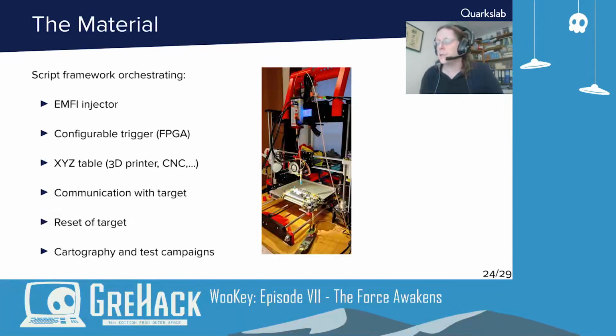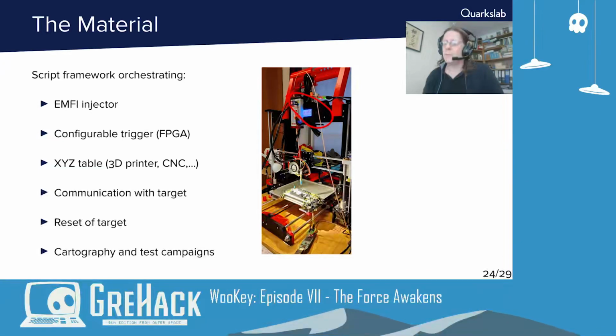The main constituents are a framework script that will coordinate all the hardware, where we will have something to inject high voltage pulses. Here I use a chip shooter, which is a bit costly, but you can probably do something yourself for much cheaper. You just need a capacitor bank and a MOSFET. The advantage here is that it's quite safe to use, because if you build by yourself something that handles 400 volts, you have to be very careful what you're doing.